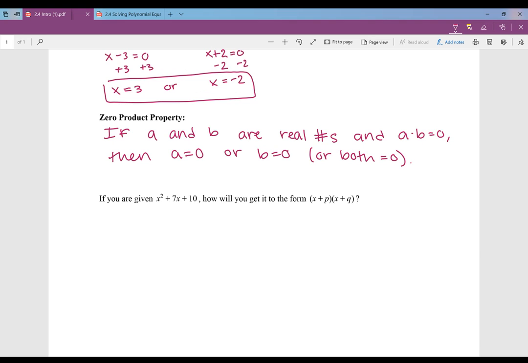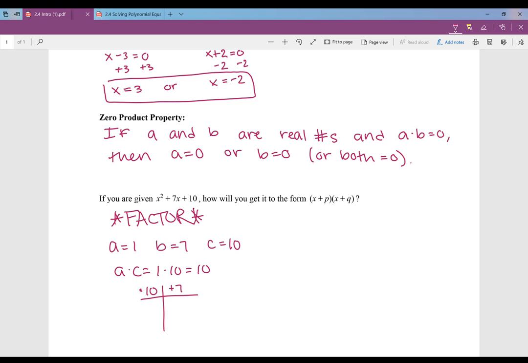If you're given x squared plus 7x plus 10, how will you get to the factored form x plus p times x plus q? So how would you get that into factored form? Well, you would need to factor, right? If we factor a polynomial, it will go to our factored form. So let's just do a quick review. We have a equals 1, b is 7, c is 10. A times c, 1 times 10, is going to be 10. We need two things that multiply to 10, and they need to add to 7.